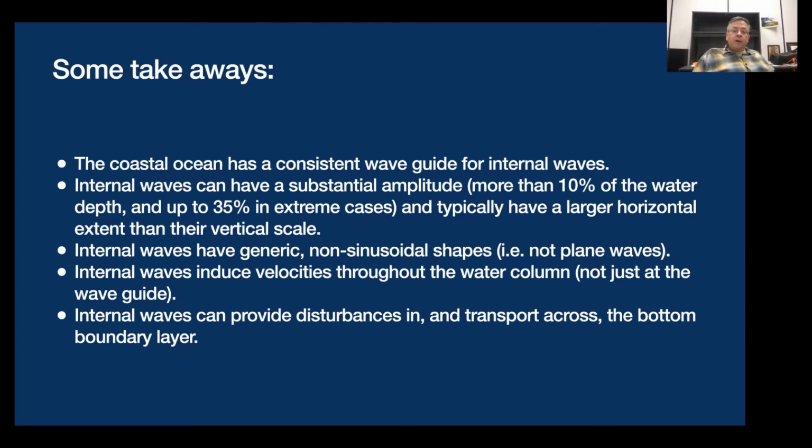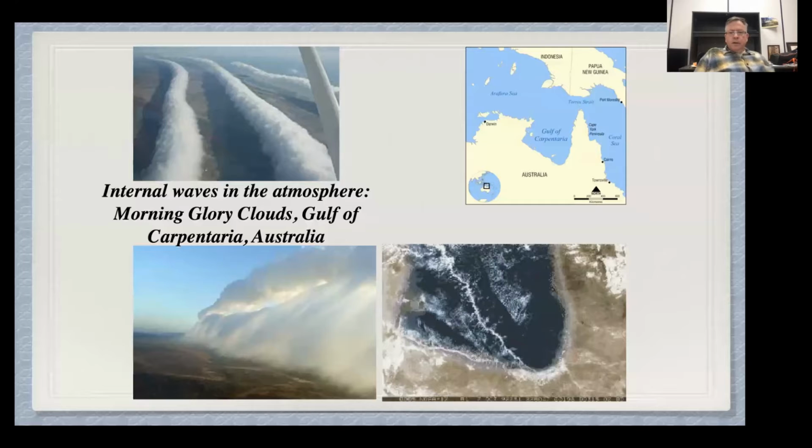And internal waves induce velocities throughout the water column, not just at the waveguide. They can provide disturbances in and transport across the bottom boundary layer, and that's kind of been an on and off again topic of interest for me throughout my career. Internal waves don't just happen in the ocean, they also happen in the atmosphere.